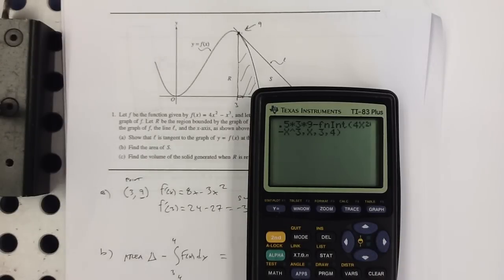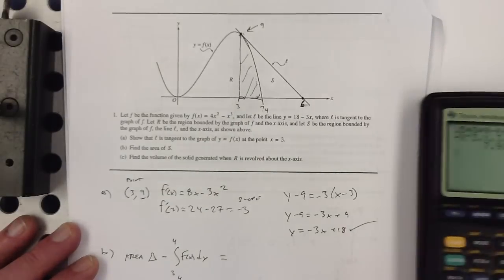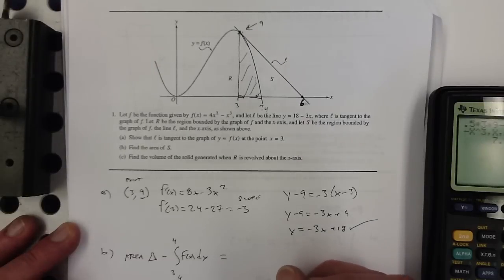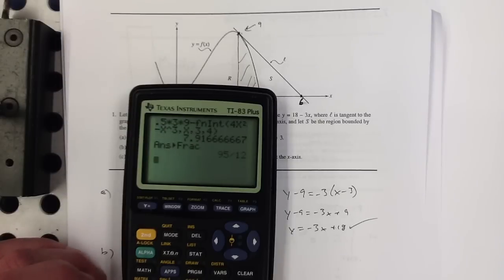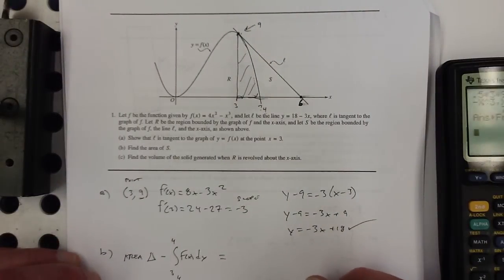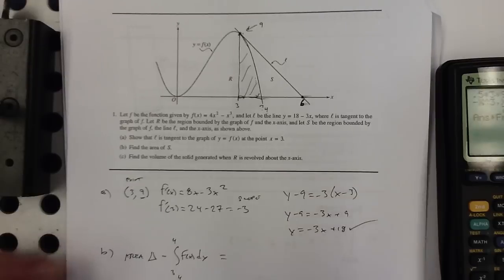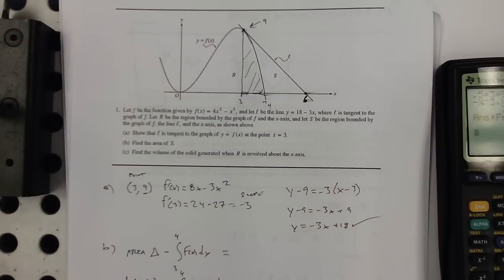Right. And cross our fingers, that's 7.917. Oops, 917. But that looks like a repeating decimal, so I'm going to go ahead and enter that, and that's 95 over 12. So either way. And let's check that. Yep, they have 7.916 or 7.917.